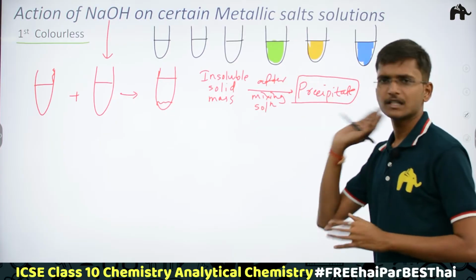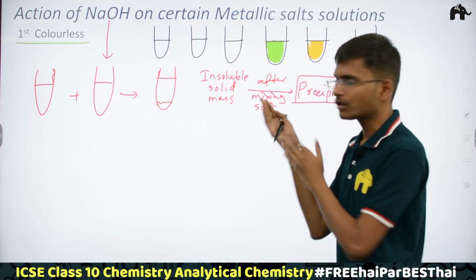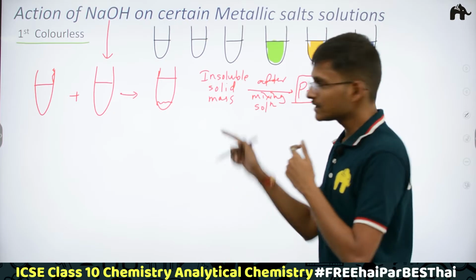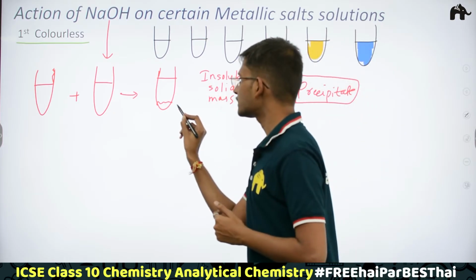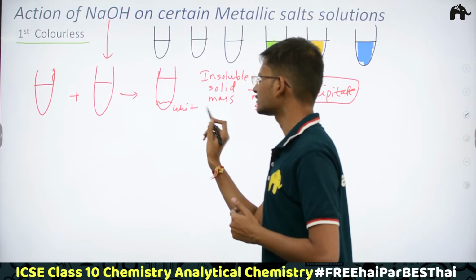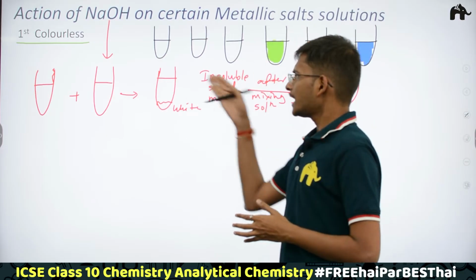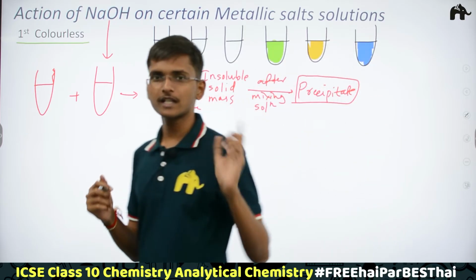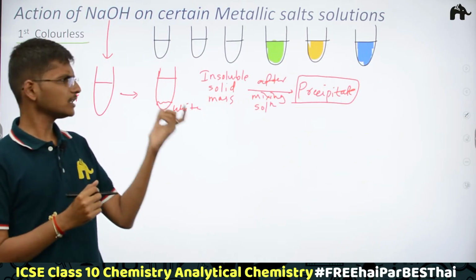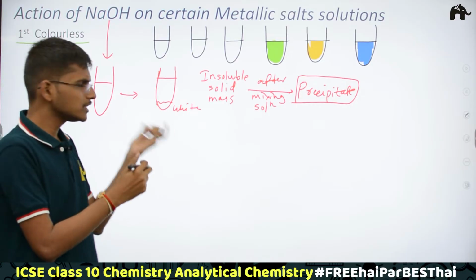So you have to simply write this thing, very simple, what is actually happening, you have to write it. Now this insoluble solid mass which we are calling a precipitate, it is white in color, so I didn't color it, okay, it's white, and this is a colorless solution. But now the real magic is happening, okay, we are going to see the magic now.